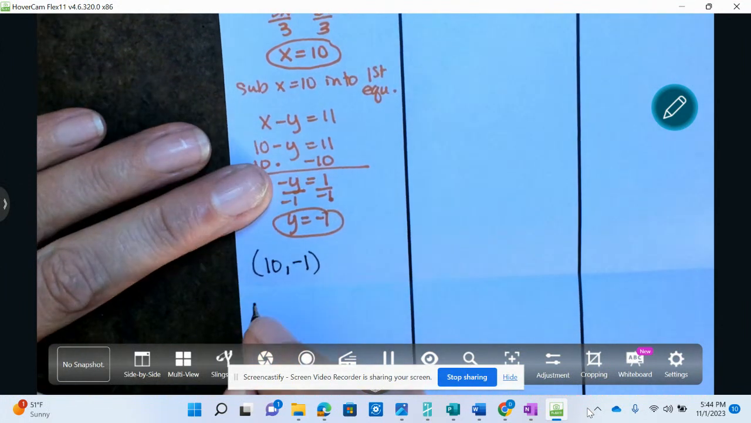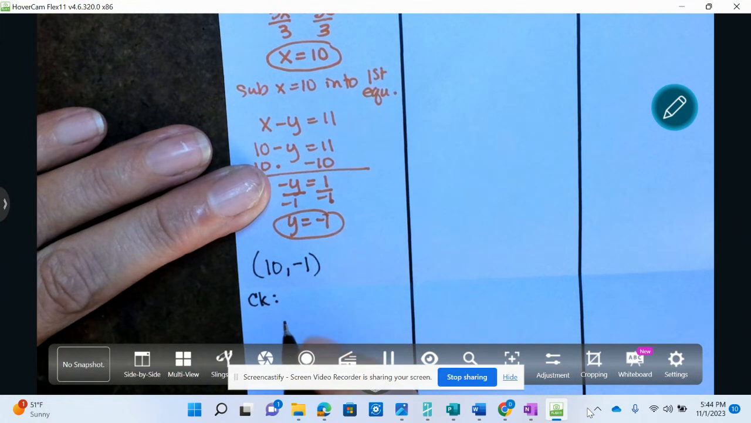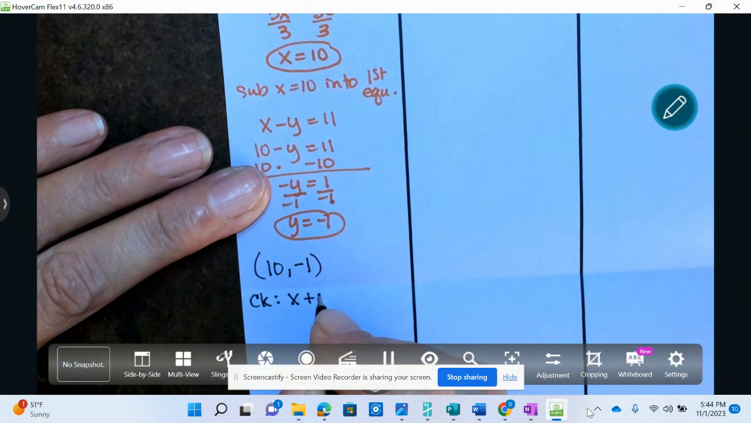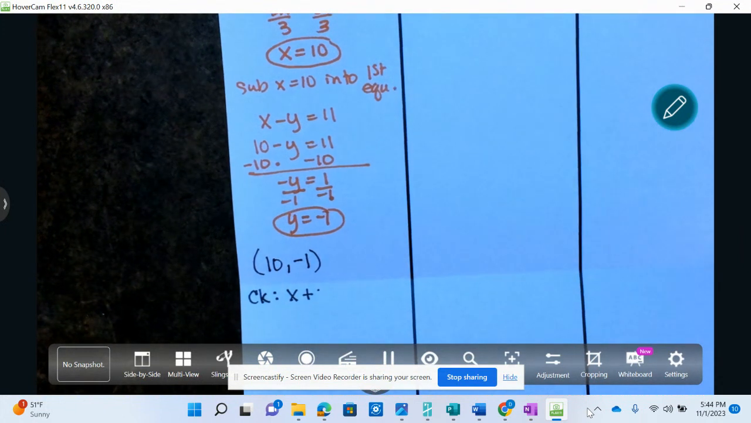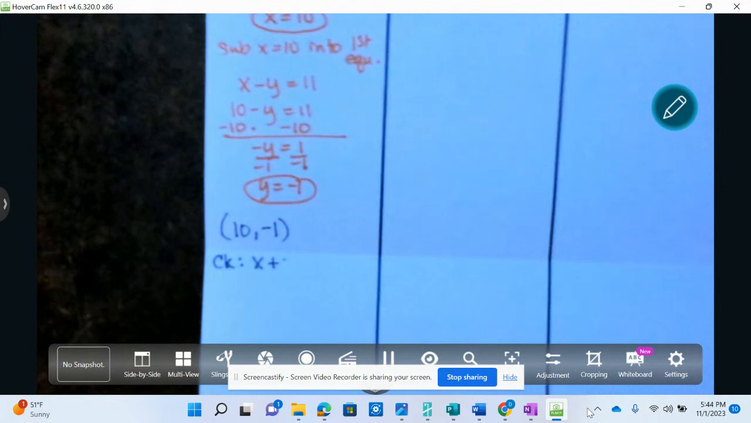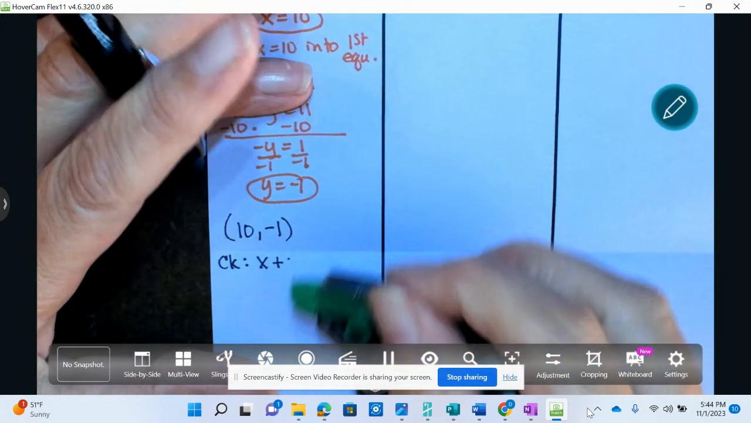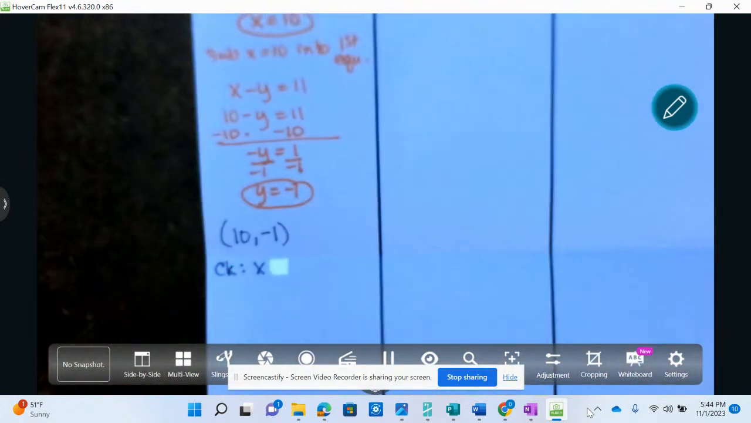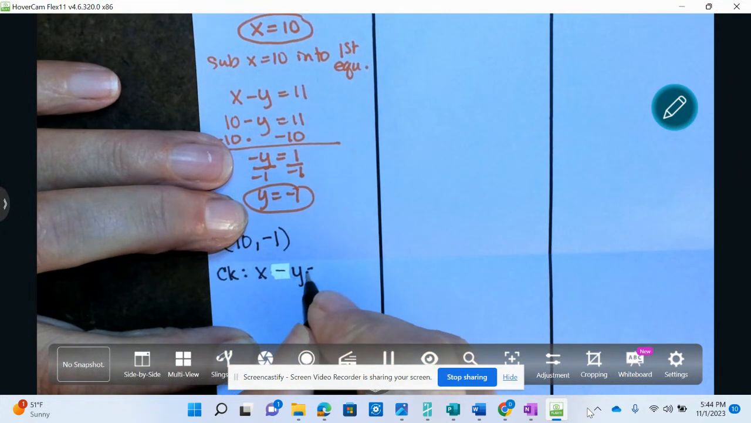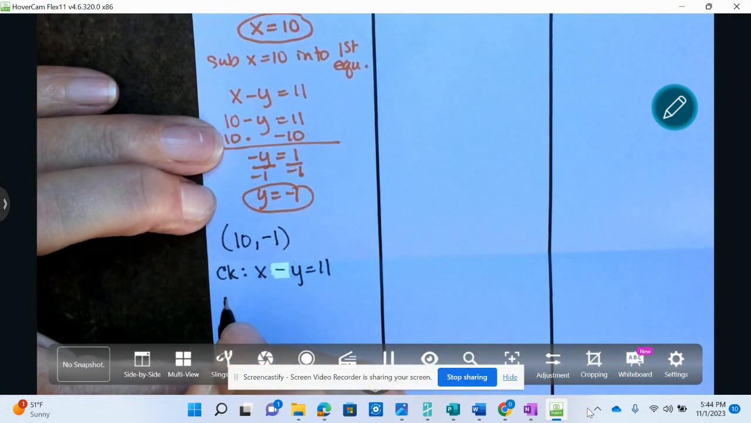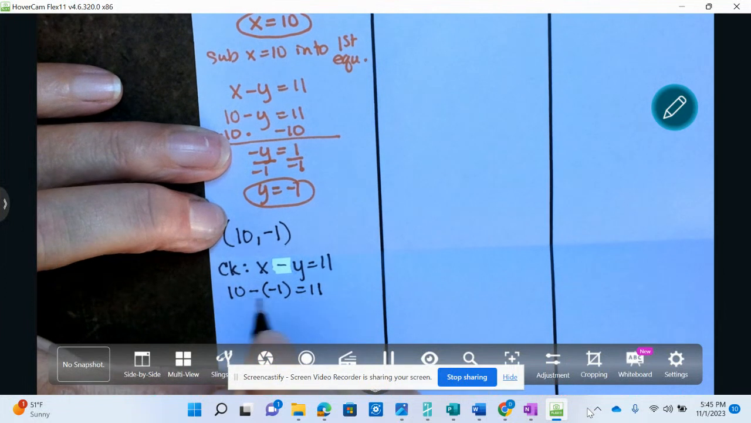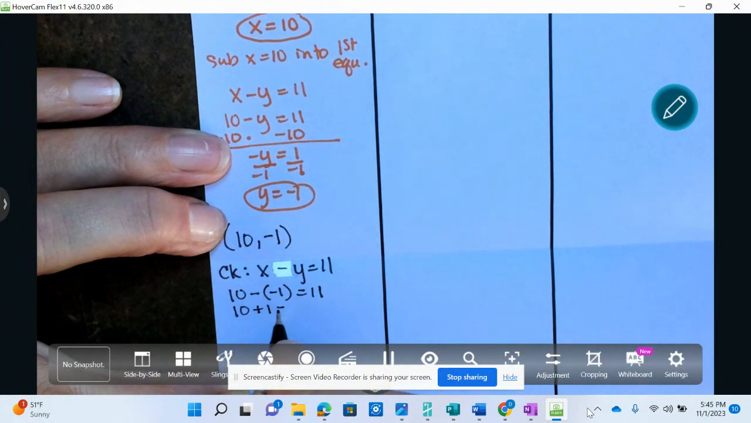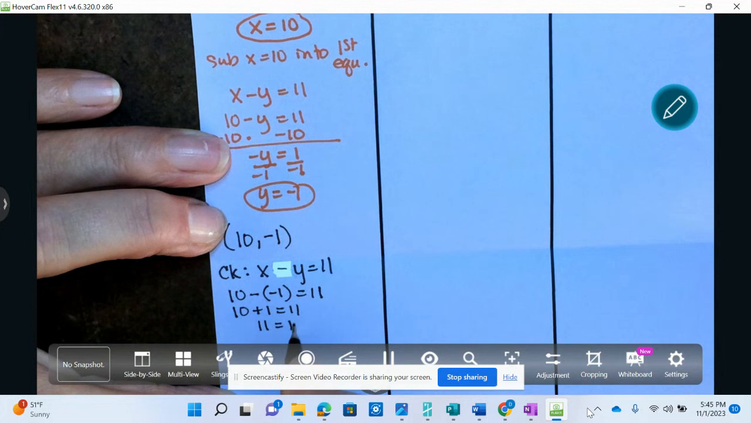10, comma, negative 1. I'm going to try and squeeze my check in here. So x plus, oh, sorry, it's x minus y. Stink, stink, stink. X minus y. I'm looking for some whiteout in this fabulous mess up here. X minus y equals 11. X is 10, so 10 minus y, which is negative 1, equals 11. Remember, when I have minus a negative, that turns into a plus. So that gives me 10 plus 1 equals 11, and 11 does in fact equal 11.